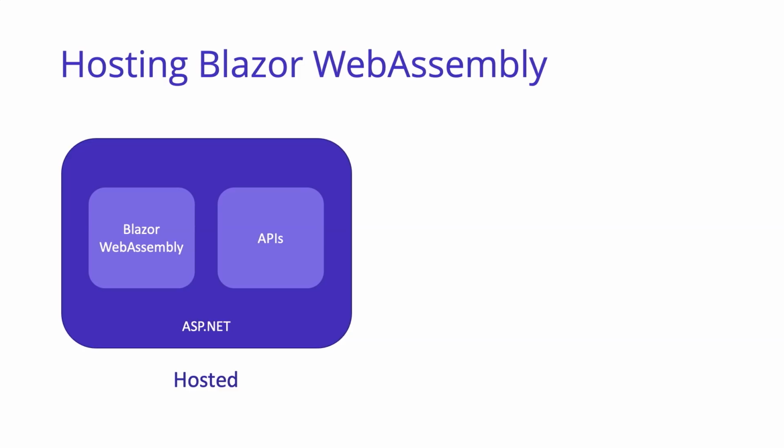One is that because the ASP.NET app is serving both the front end and the APIs, you can't scale these things independently and host them in a way that is optimal for each one.